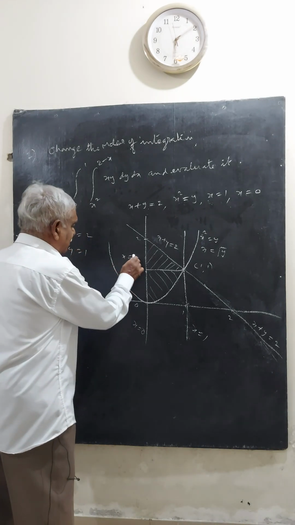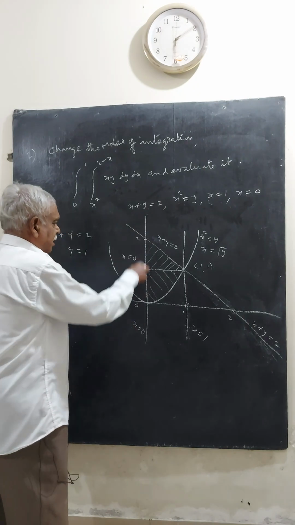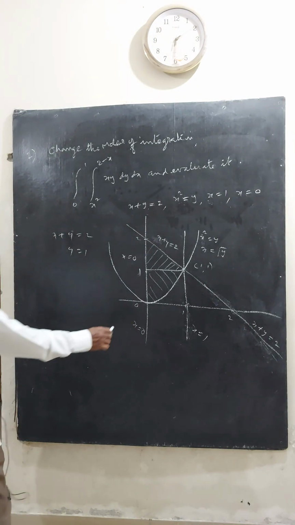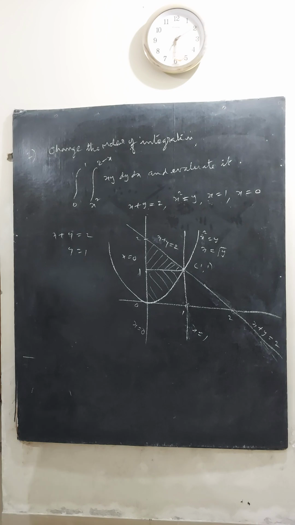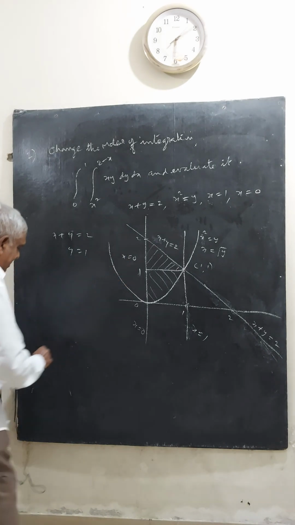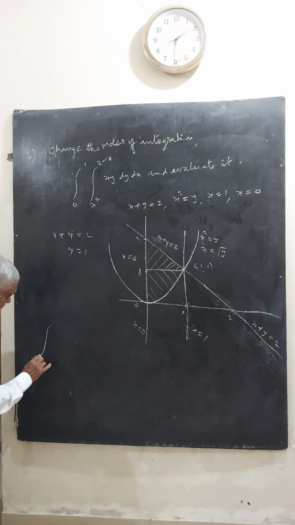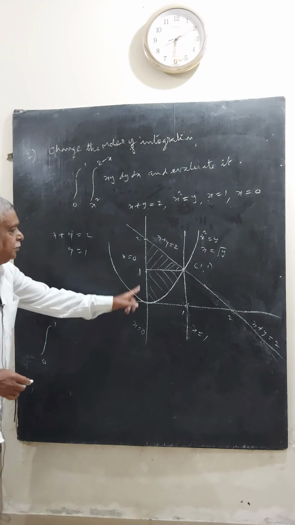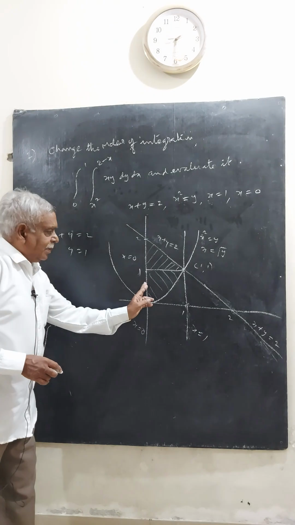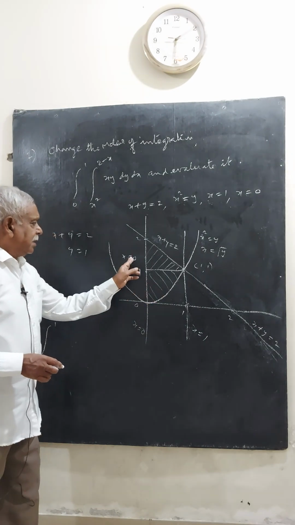X equal to 0 is the equation of the y axis. See, we are going to change the order of integration. Take the limit on the y axis, 0 to 1. X is the curve, left to right, x is 0.